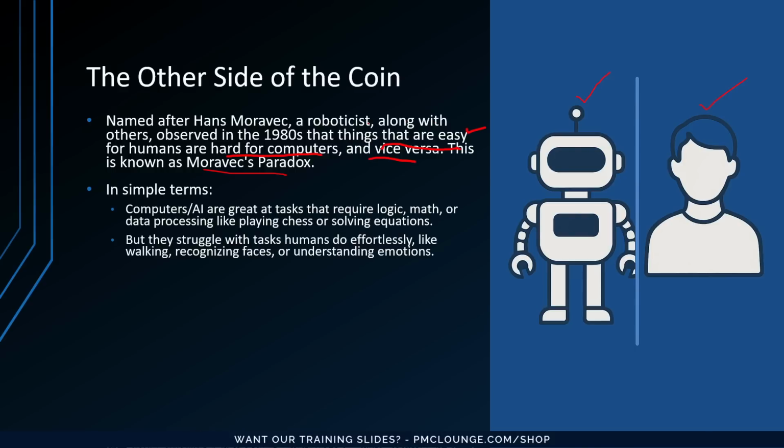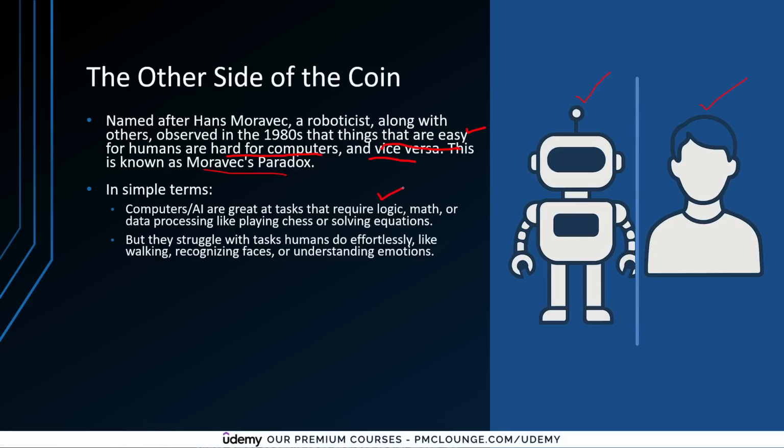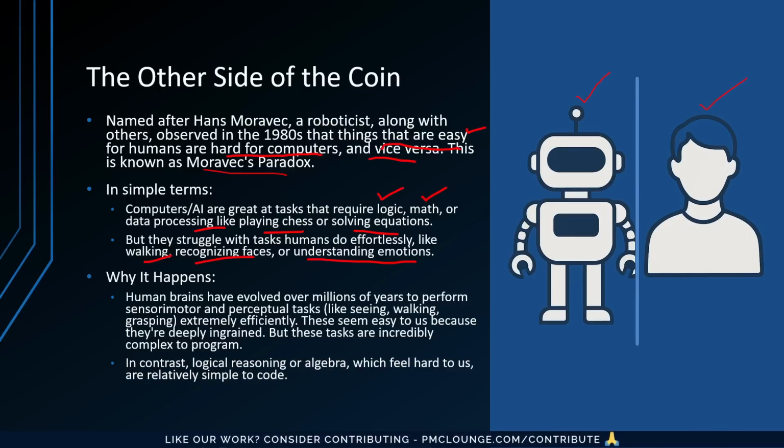Think of it, right? In simple terms, computers or AI are great at tasks that require logic, that require math, that require data processing, like playing chess or solving equations. But AI and bots struggle with tasks that humans do effortlessly, like walking, recognizing faces, or understanding emotions. This is something that AI cannot do yet.